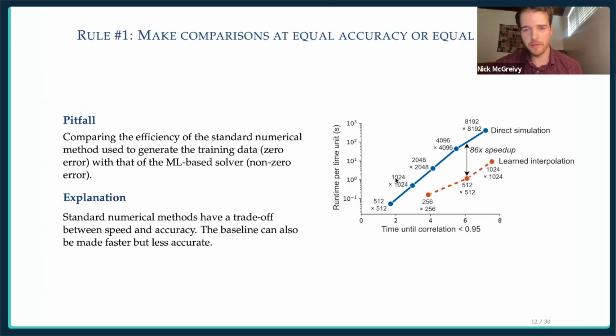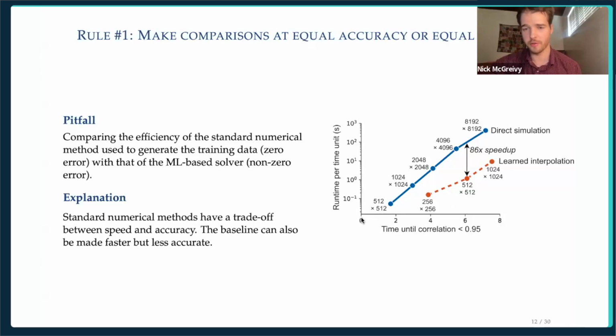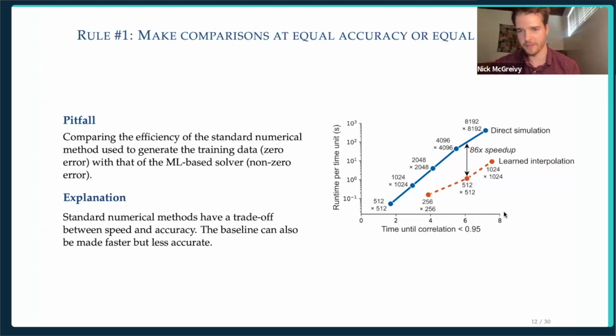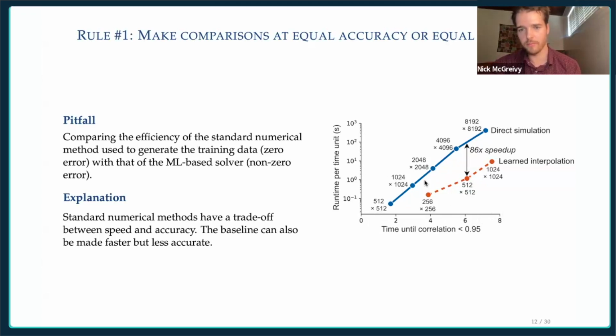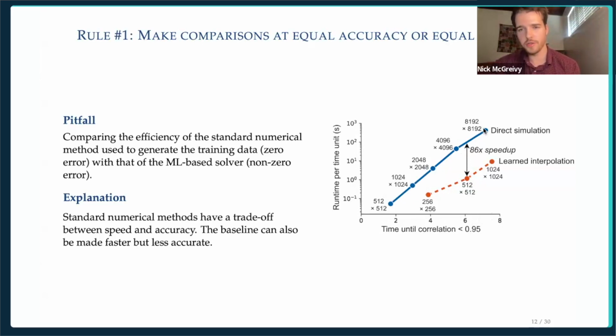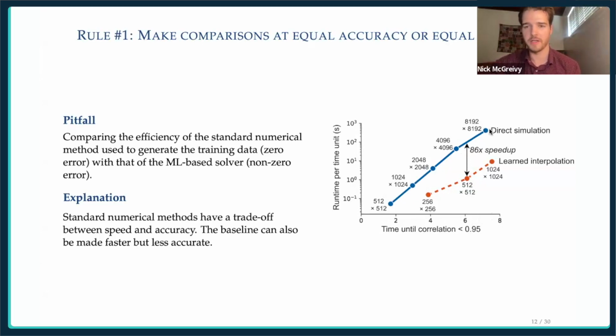So what does that mean? This figure here is a figure from a paper by some researchers at Google. It's a really nice paper, and they do actually a great job of following rule number one. So in the x-axis, they have accuracy. So higher time until correlation is higher accuracy. And the y-axis, they have runtime. And this blue method is a standard numerical method. And we see that there's a trade-off between accuracy and runtime. So if you want a more accurate solution, you have to use more grid points, and that takes more time.